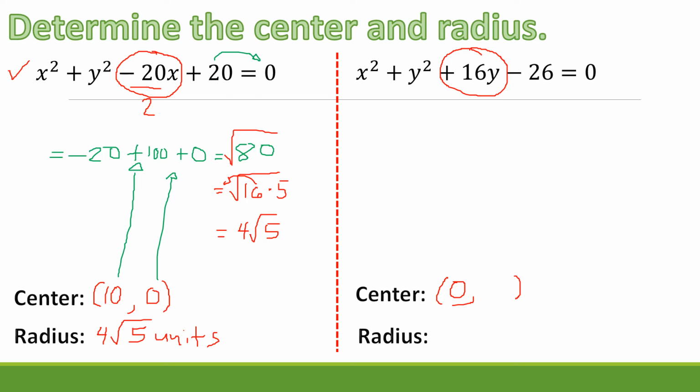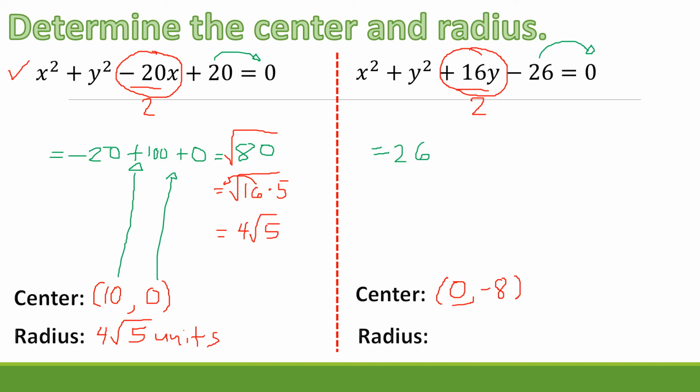So for the y part, we have positive 16 here. Again, we are to divide it by 2 and use the opposite sign for the result. So positive 16 divided by 2 is positive 8. Opposite of positive 8 is negative 8. So our center is 0, negative 8. For the radius again, step 1, we transpose the constant term on the other side of the equation. So what we do have is negative 26 becoming positive 26.